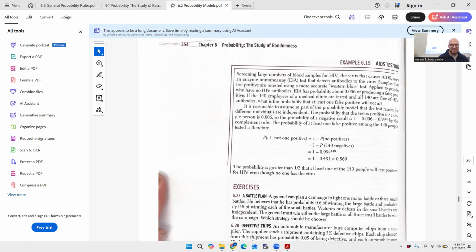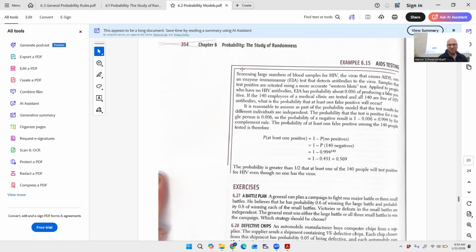This one, AIDS testing. This is probably important to know as a human being. Screening a large number of blood samples for HIV, the virus that causes AIDS, uses an enzyme immunoassay, EIA test that detects antibodies for the virus. Samples that test positive are retested using a more accurate Western blot test. Probably it's more expensive, so they don't just start with it. Applied to people that have no HIV, EIA has a probability of 0.006 of producing a false positive. That's not very good, is it?